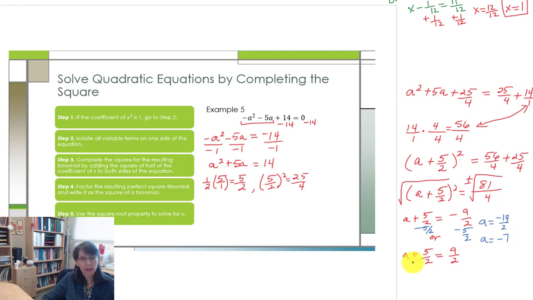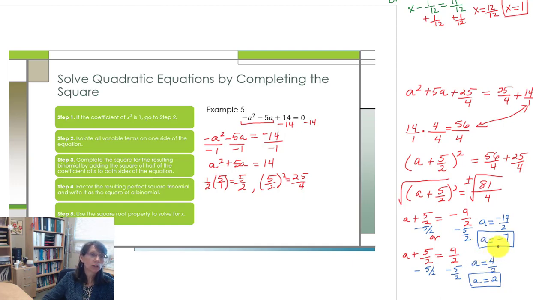And in our other equation, we'll subtract 5/2. So 9 minus 5 would make positive 4. Denominator is a common denominator of 2. So here it looks like a is equal to positive 2. Two solutions, a equals 2, a equals negative 7.